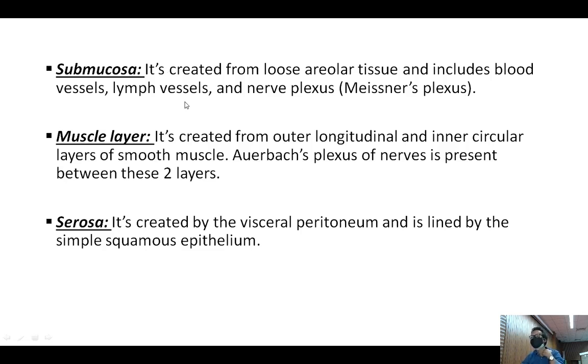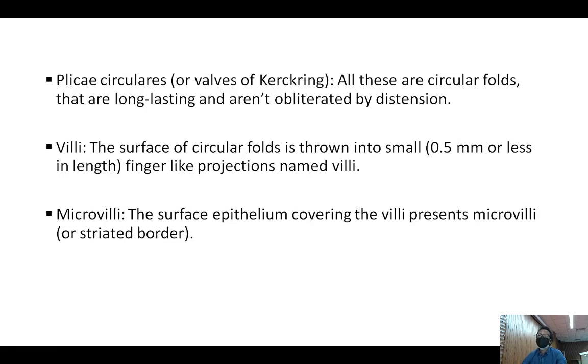Okay, and now the serosa. The serosa is the visceral peritoneum. It is created by the visceral peritoneum, and it is lined by simple squamous epithelium. Now, you know what the plica circularis is.